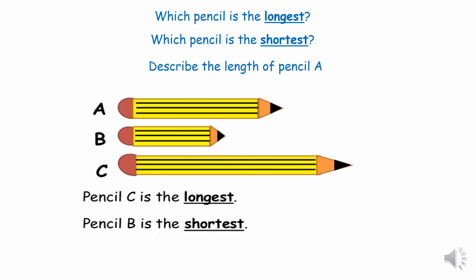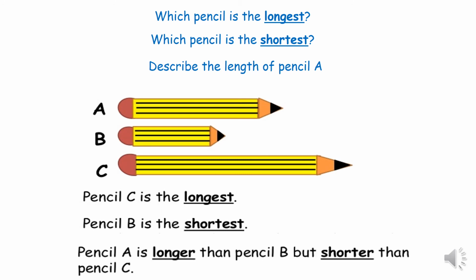Describe the length of pencil A. So have a look at pencil A. We know it's not the longest and we know it's not the shortest. So how else could we describe it? Pencil A is longer than pencil B, but shorter than pencil C.